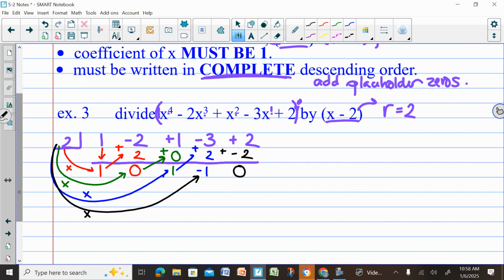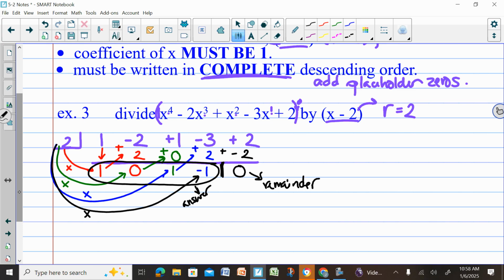So now what my answer looks like is this 1, 0, 1, -1, 0. It's kind of odd. Okay, usually what I do before I begin, I put like a little line here. That sort of tells me that this part is my answer, and this part is my remainder. And so that tells me that x minus 2 goes into the polynomial x to the 4th minus 2x cubed plus x squared minus 3x plus 2 evenly. There's no remainder, right?